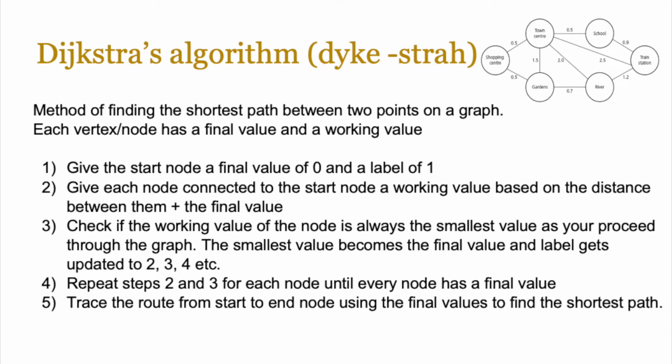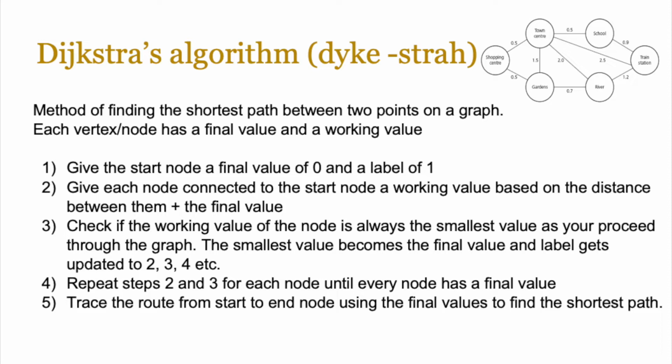Okay, let's jump straight into Dijkstra's algorithm. It's pronounced Dijkstra, and on the top right-hand corner, you'll probably see an example of what a graph looks like. Now, Dijkstra's algorithm is a method of finding the shortest path between 2 points on a graph. Each node has a final value and a working value. The working value is basically calculated by adding the final value of the previous node plus whatever the edge value is. And you keep on calculating these working values because eventually you'll find the shortest value. And once you find that shortest value, that becomes the final value of a node.